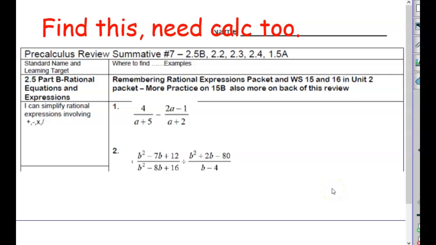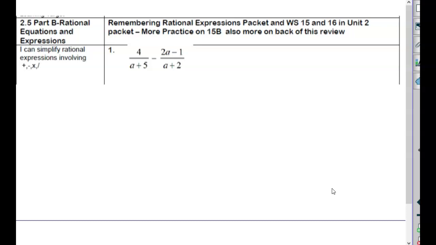Okay, make sure you have a calculator too. So this is review for summative 7. I don't know that the sections are on the quiz in the same order that they're on here. I can't remember. But yes, someone asked me to do number 1. It is messy, and I don't think it's this messy on the quiz, honestly.